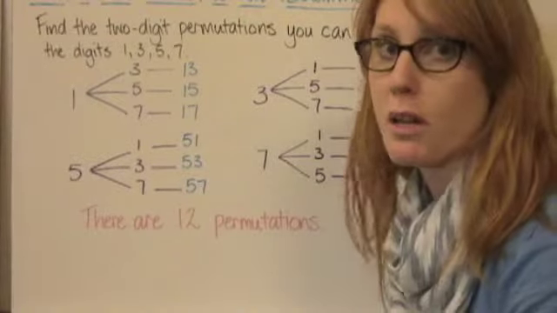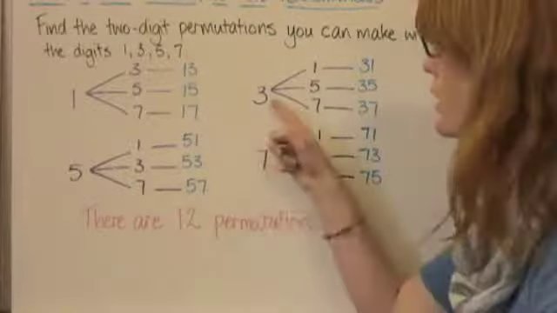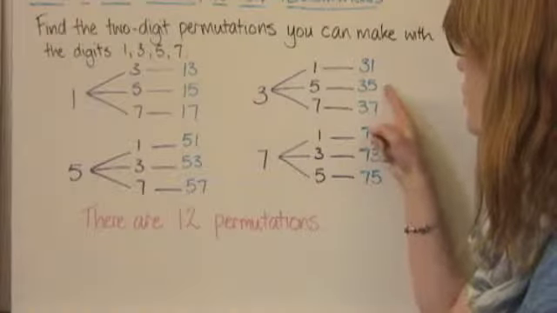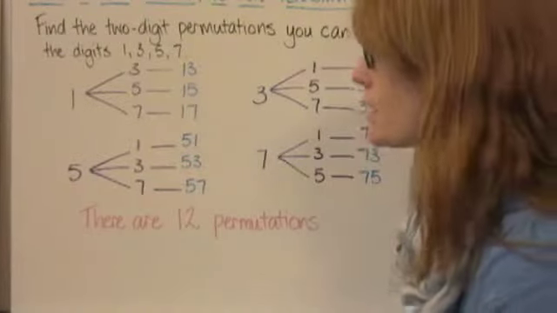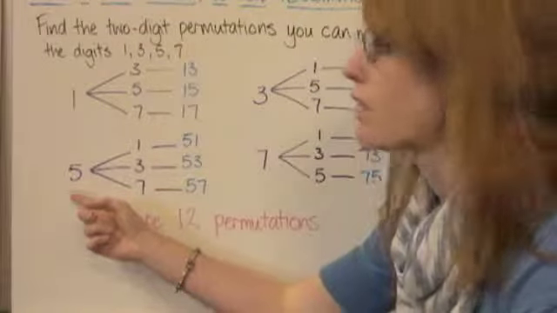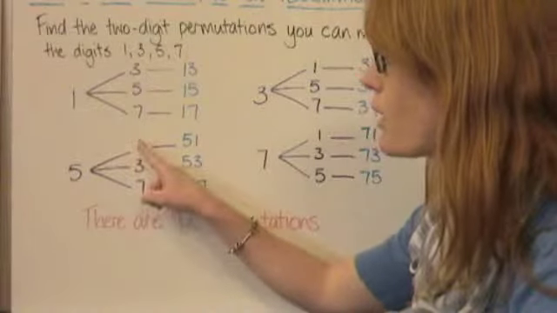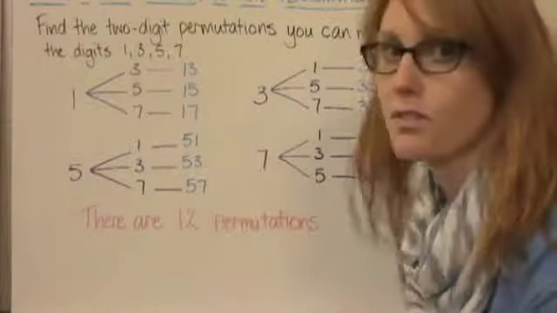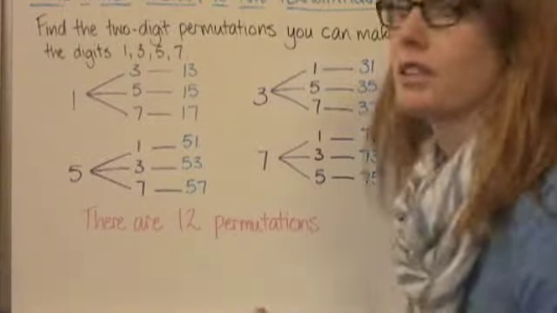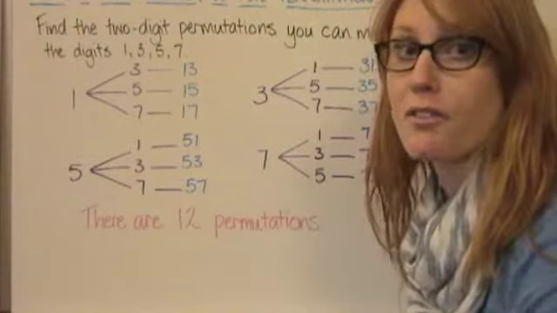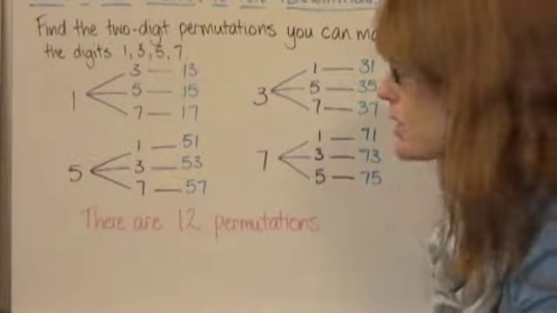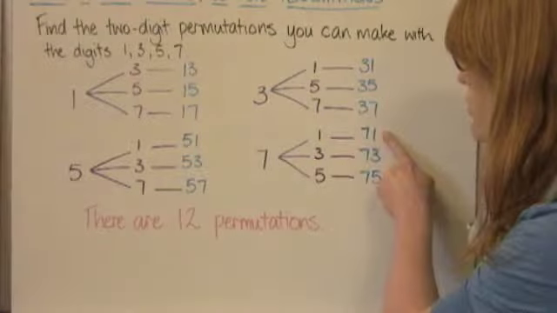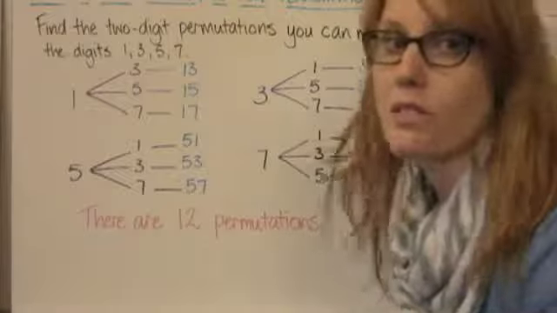Or my 2-digit number could begin with 3, and I could have 3 with 1, 3 with 5, or 3 with 7 to result in the outcomes of 31, 35, and 37. Similarly, my 2-digit number could begin with the digit 5, and that could be paired with the other digits 1, 3, and 7 to result in 51, 53, and 57. And the last possible digit that could be in the first place for my 2-digit number would be 7, and that could be paired with 1, 3, and 5. So that would result in 71, 73, and 75.